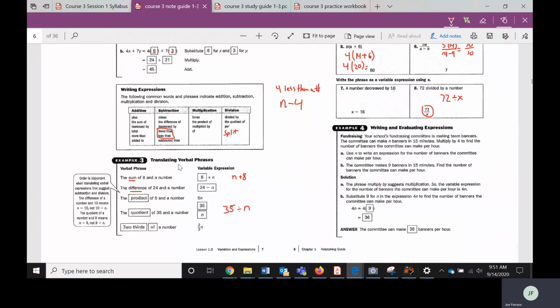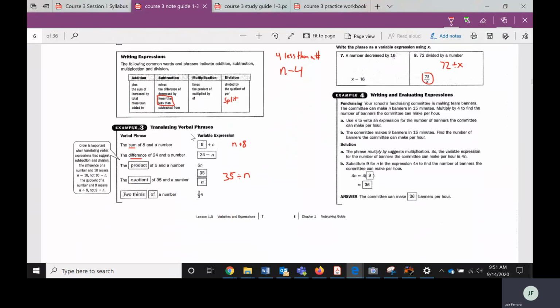So translating verbal phrases. The sum of 8 and a number, sum means addition. And then 8 and a number. When they give you a phrase like and a number, that's when you use a variable. They're using n a lot. A lot of times they'll use x, but it can be anything. So 8 and a number is 8 plus n. The difference of 24 and a number, that's subtraction, minus n. Okay, most of the time you're going to go in order of what they give you. So 24 and a number, when they say difference, is 24 minus n.